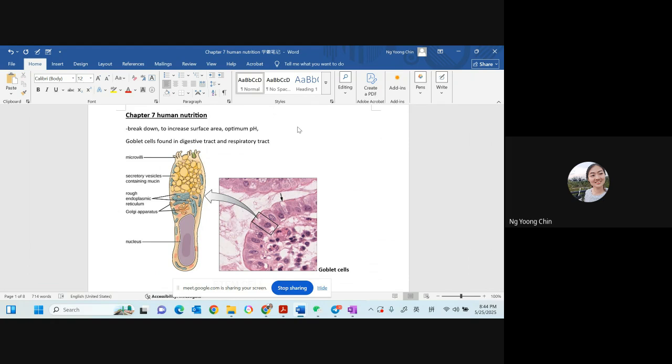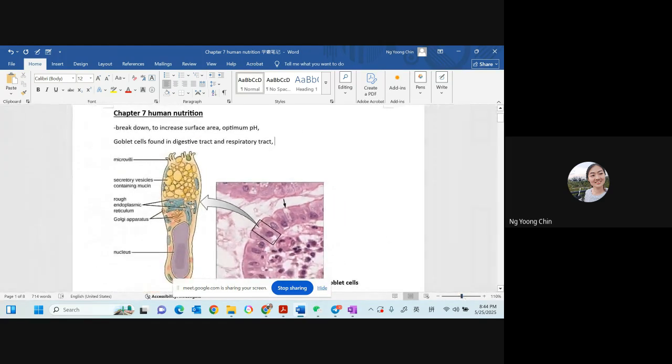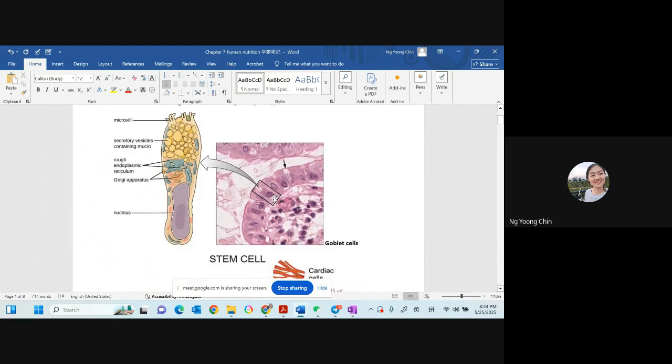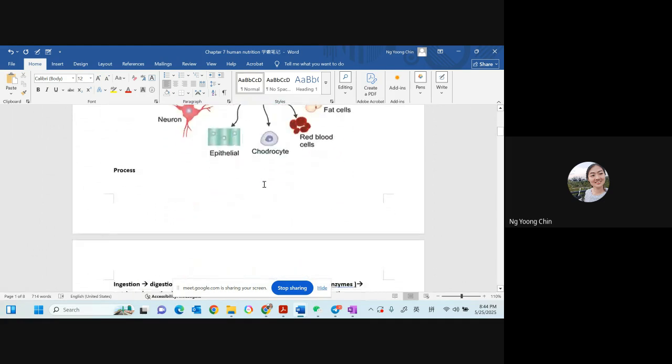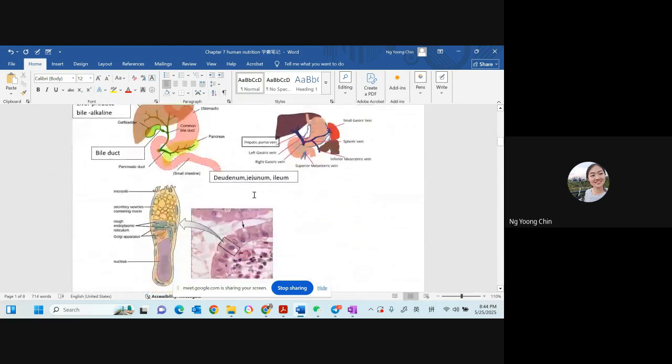So what is the function of the goblet cell? Adam, Suyang, what is the function of the goblet cell? Want to have a guess? Produce mucus. Yes, correct. They produce mucus in the digestive tract and also the respiratory tract. So the goblet cell looks this way, but during the exam, it will not appear in its actual structure. It will appear in a structure like this. So you can see the goblet cell is actually very fat. Yeah, its structure is very fat.